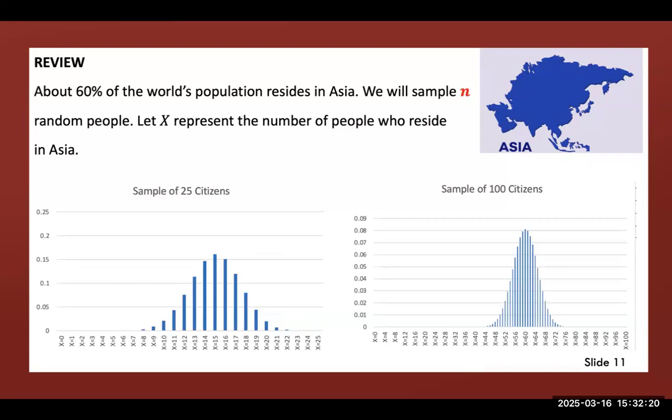Here I did 60%. In the last example, I did 10%. Choose whatever percentage you want. You will always get, for a large sample, a nice normal distribution. But it has to be large N.